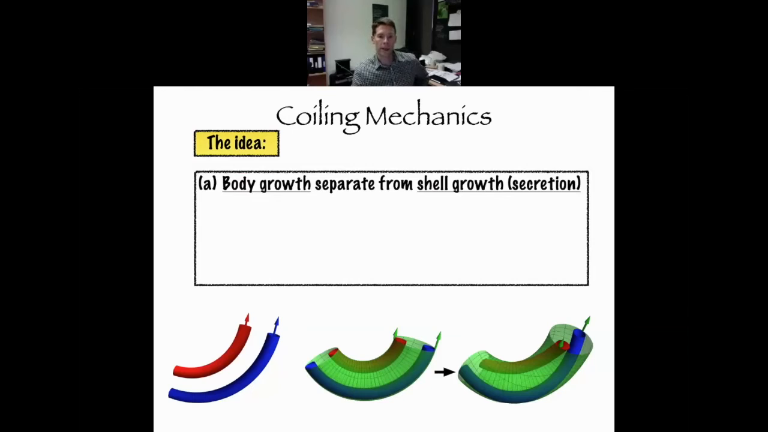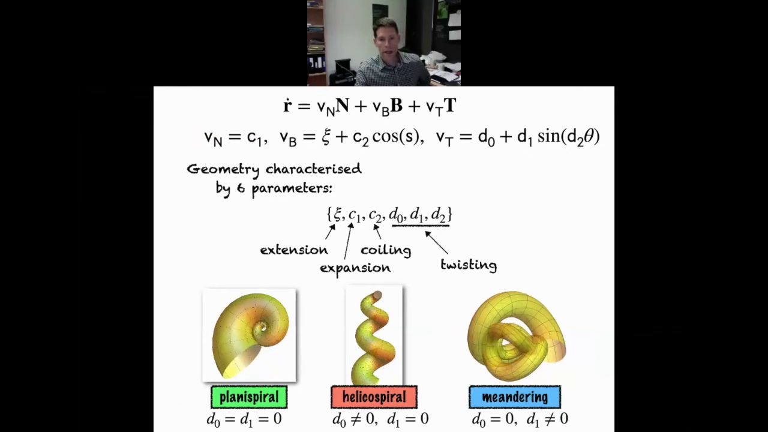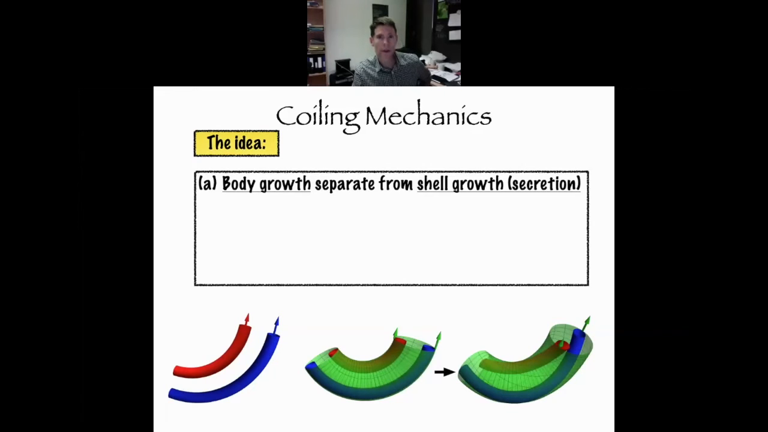Okay, so now I want to think about this. The point of this was that we can get from the normal ammonite to a meandering or a helicospiral non-planar shape simply by changing the way that the animal twists inside the shell. And so the idea is to think about whether mechanics might be underlying that. So here's our model. Here's the idea of our model. First, the key is that we have to distinguish between growth of the body, which is the soft animal inside the shell, and growth of the shell, which is the secretion coming from the mantle.